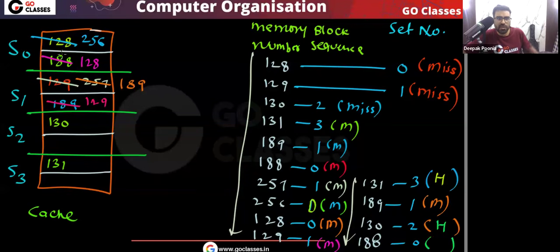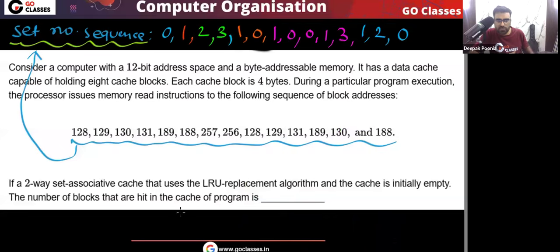Next, 188. 188 is not in the cache memory, so this will be a miss, and we need to replace one of them, 256 or 128. You can see this 256 we will replace with 188. Anyway, you can see finally what is the number of hits. The number of hits is only 2. All the remaining are misses. So for this question, the answer will be only 2, because the question is asking for the number of blocks that are hit. So that will be 2. Very simple question. I hope you understood.